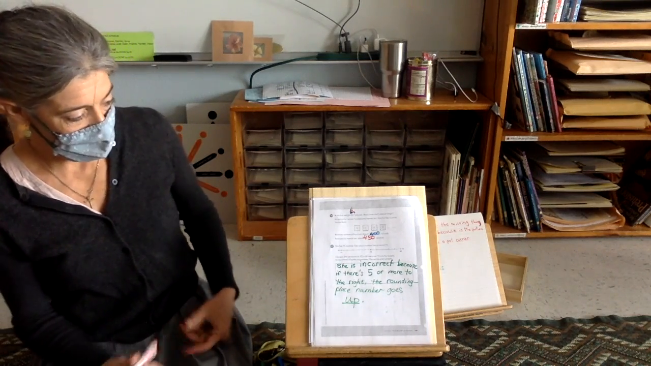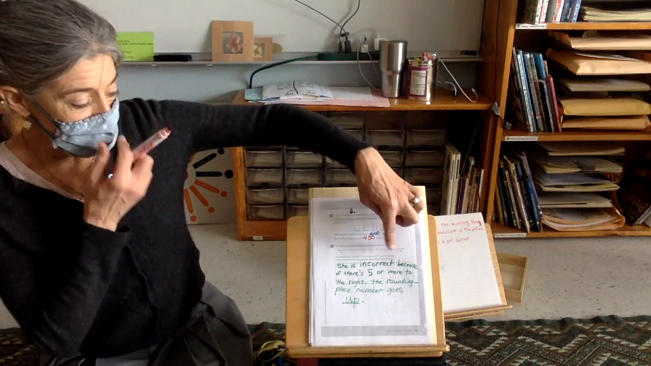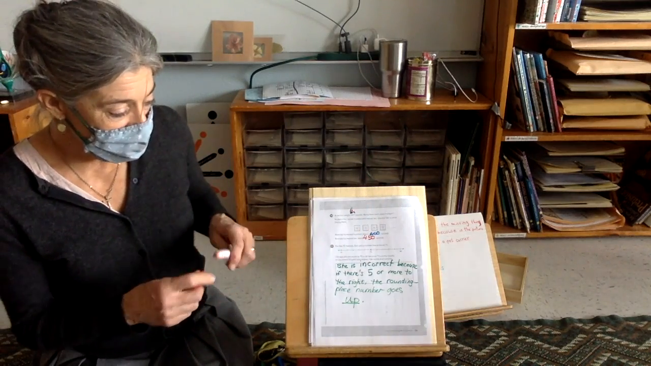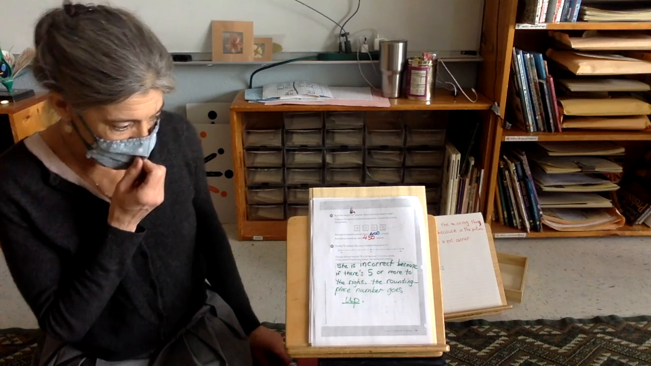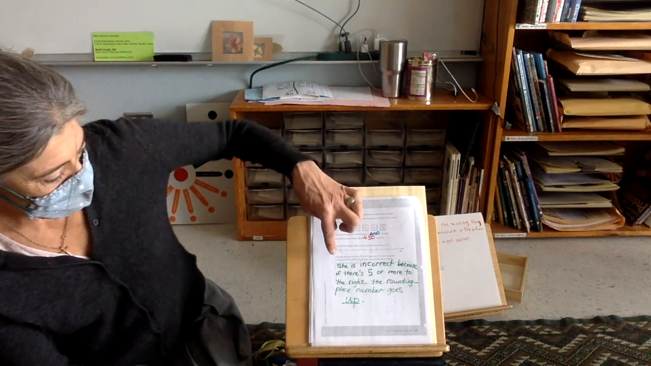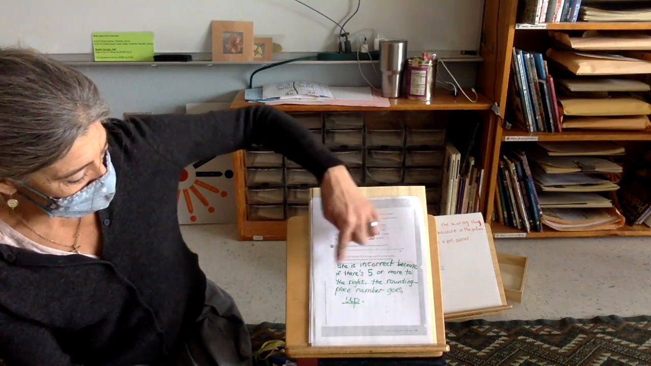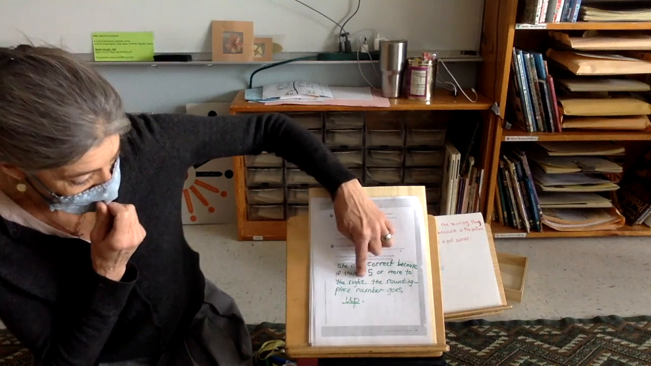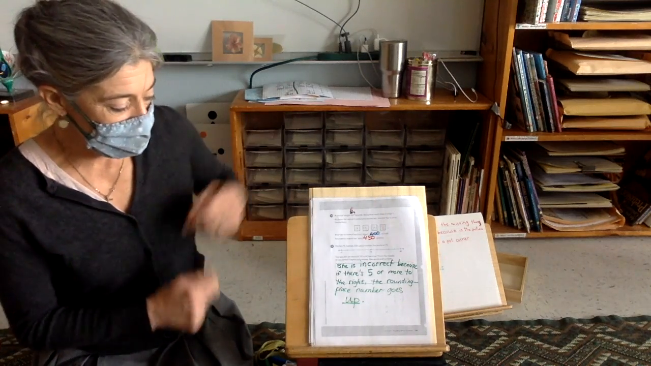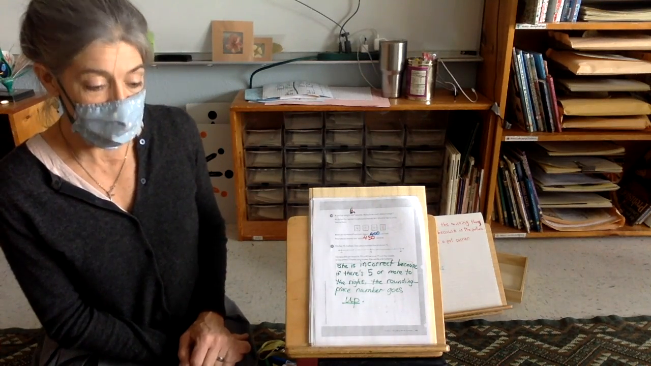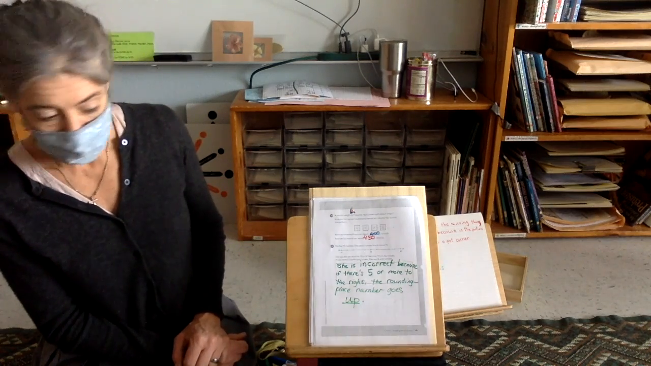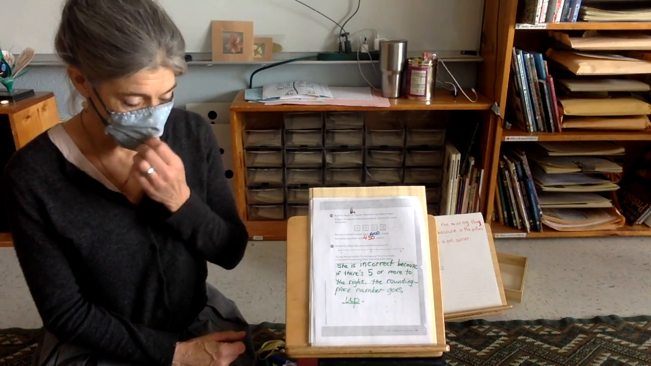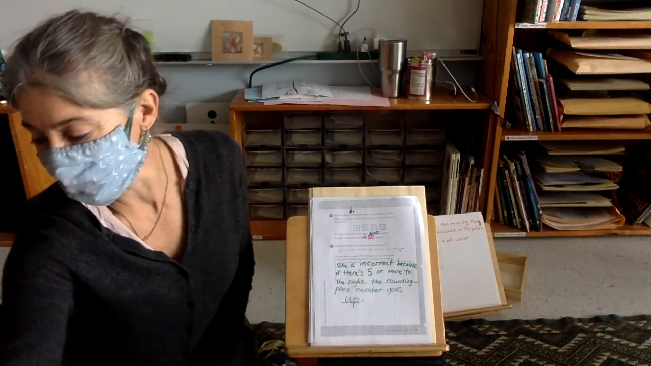I wrote, she is incorrect because if there is 5 or more to the right of the rounding place, the number goes up. Once you're done, let me know.